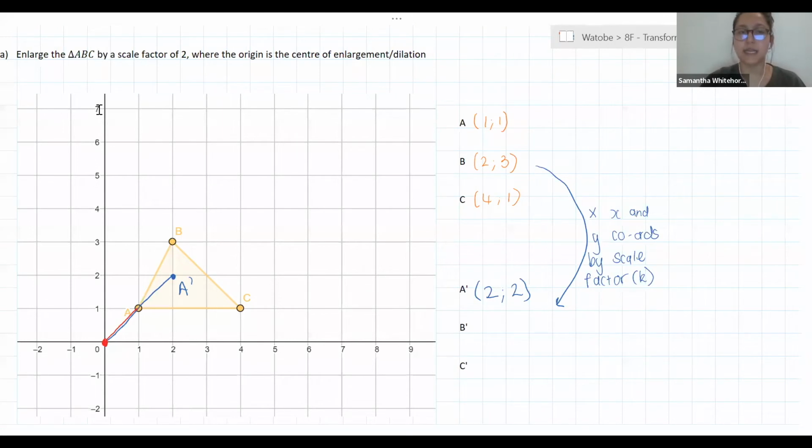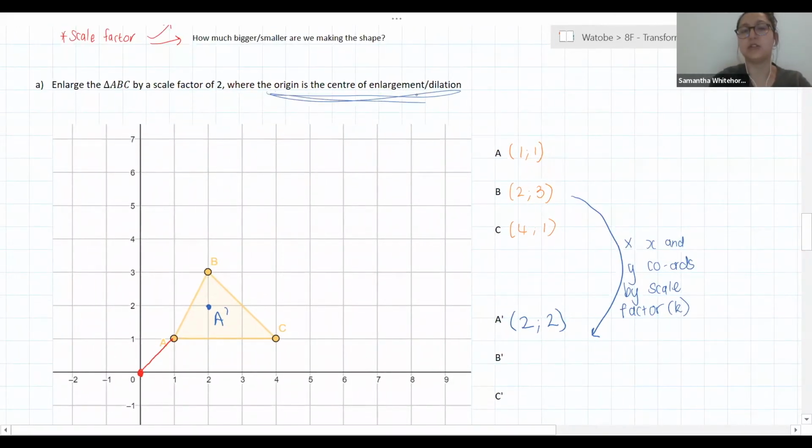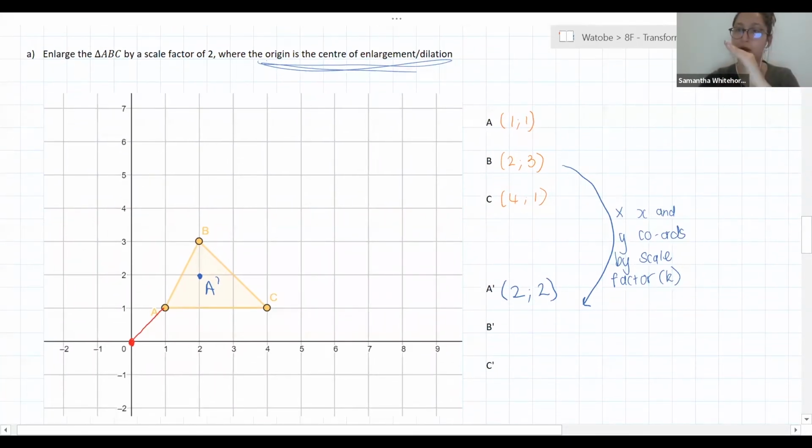Okay, so I'm going to say it again. If we look at our original coordinate A and I draw a line from the center of dilation or the center of enlargement, which in this case is the origin, which is what we said in the original question, I can see that that line cuts through 1 block diagonally. If I now go to my enlarged coordinate A dash, I can see that it's cutting through 2 blocks. That makes sense. My scale factor is 2. It needs to be twice as big.